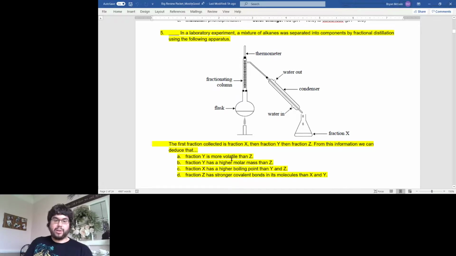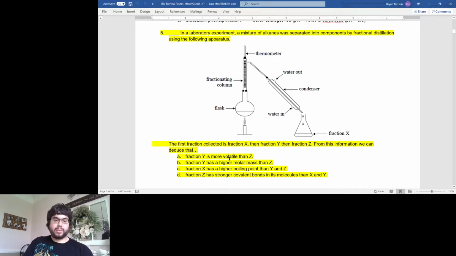Any option here that has anything to do with molar mass or covalent bonds doesn't really have any effect, because distillation is entirely based upon boiling point. The other way you could question that is like this: if something is more volatile, it means it's more likely to be a gas. It escapes out of the liquid phase more quickly. In other words, it has a lower boiling point. So the answers B and D immediately are wrong because they have to do with molar mass and covalent bonds. So B and D, just throw those out.